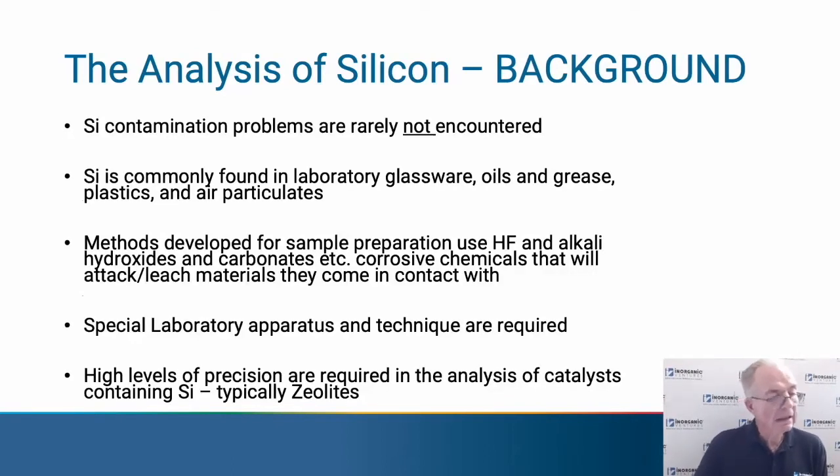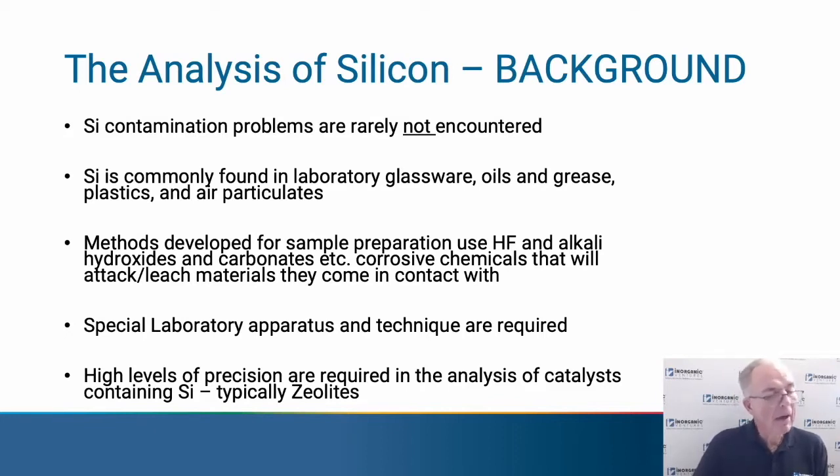Now, silicon contamination problems are rarely not encountered. And the lower you're going for your silicon, the more difficulty you're going to have. So if you're looking at really trace levels of silicon, it's going to be hard to get a number that's dependable, because the blank silicon could be higher than, or comparable to, the actual value that you're looking for.